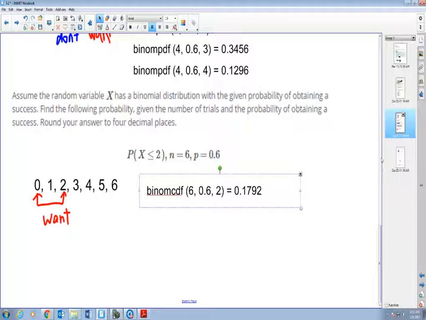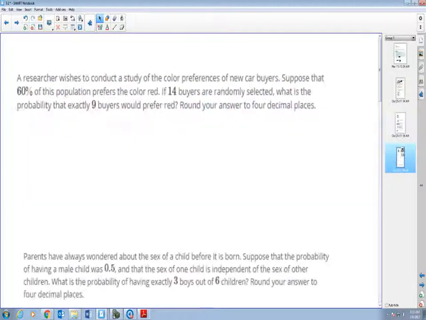Now let's try some of these actual word problems. Those examples I just did, I just wanted to run through the scenarios with you. So let's do some actual word problems. You've got to sense that this is a binomial. You've got to sense the probability of success and failure from reading the problem.